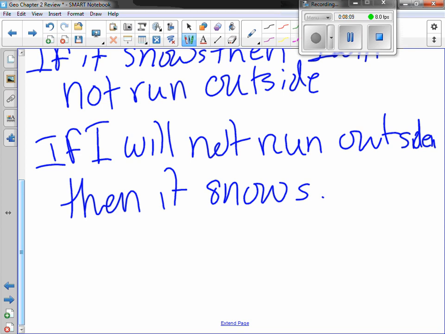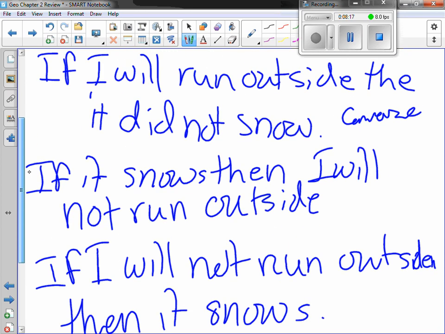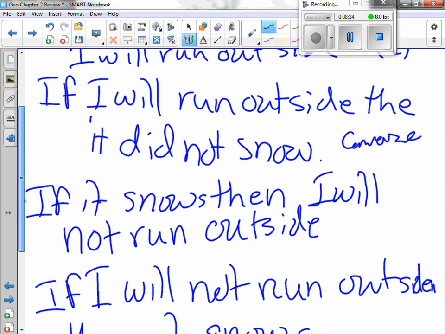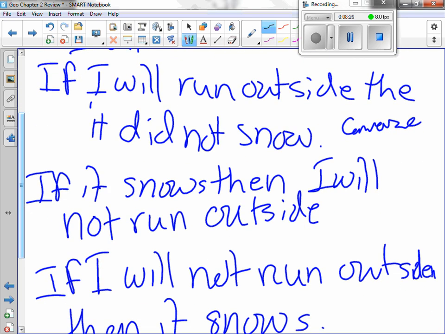We're not going to worry about the truth values of these here. I'm not going to ask for them on the test. So you just need to be able to write the 4 statements: our conditional, our converse, inverse, and contrapositive. You need to be able to write all 4. Any questions on those there?